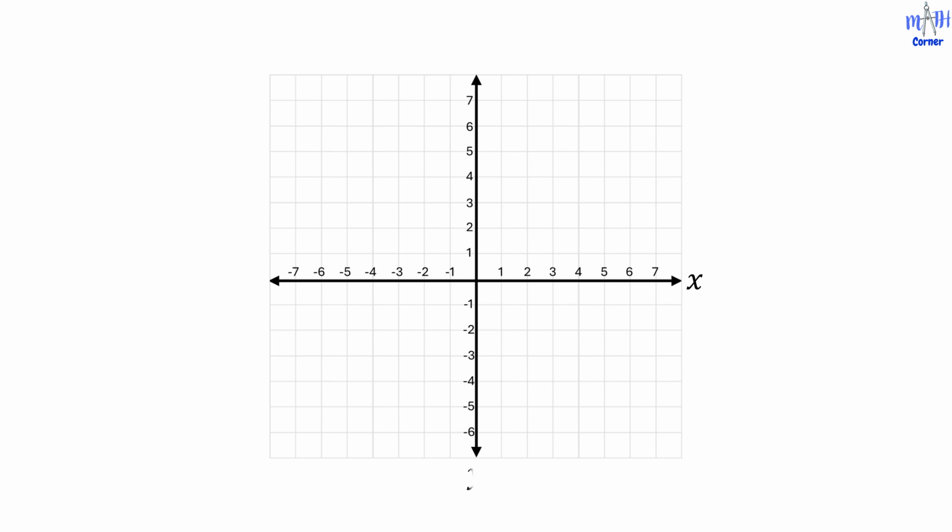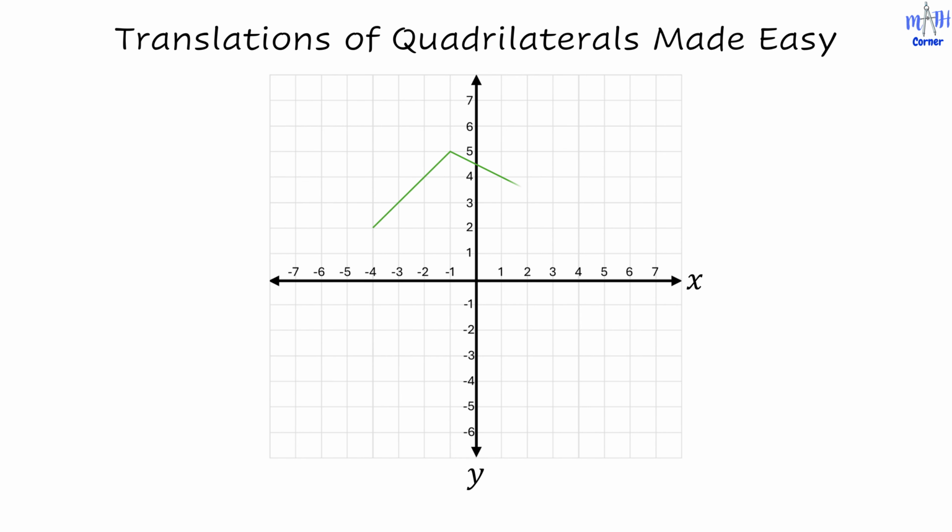Translating quadrilaterals can look confusing, especially when the shape is irregular. But here's the trick. You move each vertex, one at a time. And in this video, you will learn exactly how to do it fast. Let's start with this quadrilateral.